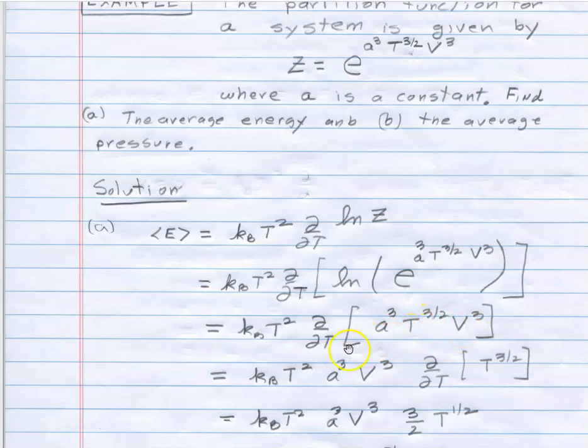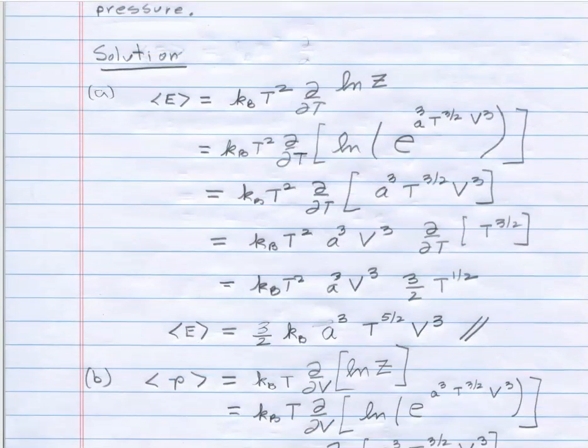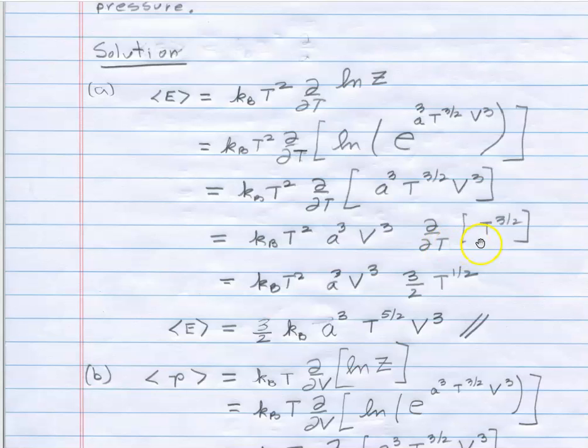I can pull out terms that don't depend on T from the partial derivative with respect to T, so a is a constant, so I can pull it outside. V is a constant with respect to partial differentiation with respect to T, so I can pull that one outside as well. And I'm left with just taking the partial derivative of T to the 3 halves, which of course is multiplied by the exponent and then reduce the exponent by 1. So this partial derivative is 3 halves T to the 1 half. The rest of the stuff just comes down.